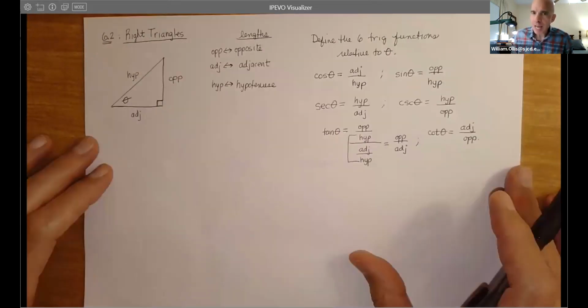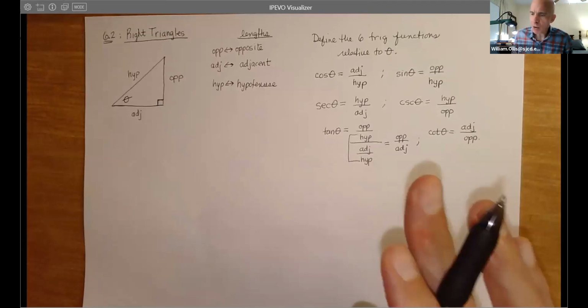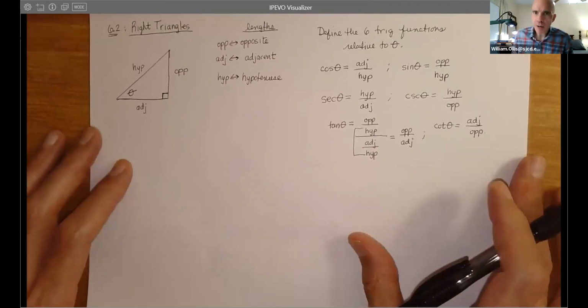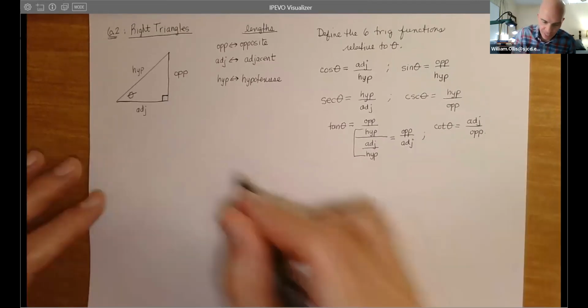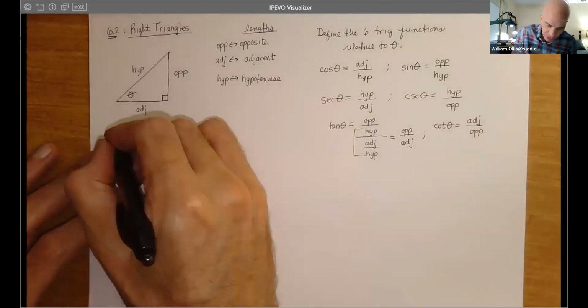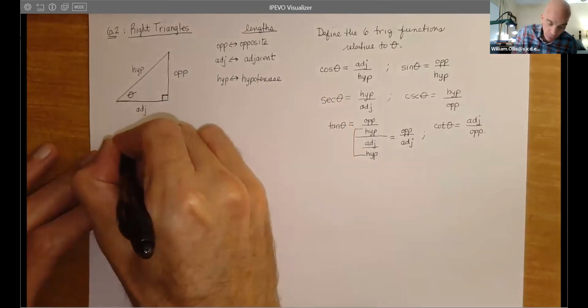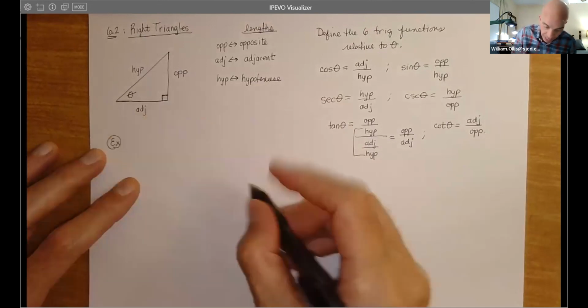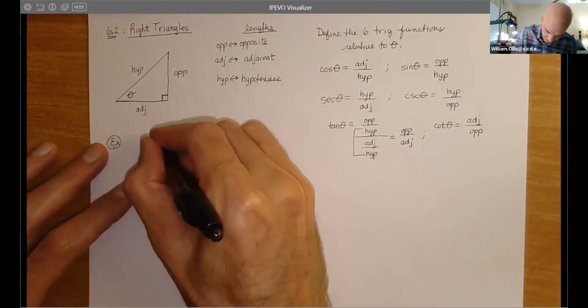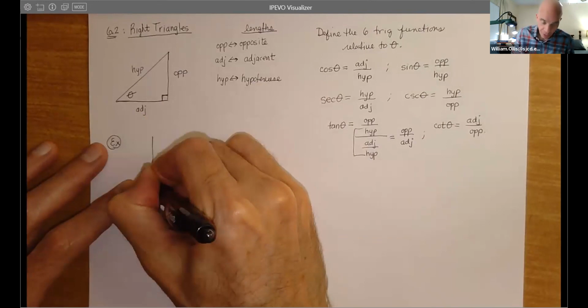Now, with an example of this, let's just see how we can compute the trig functions with a simple example, and then we're going to talk about some special triangles. So say we have an example where we have a right triangle. Let's go ahead and draw a right triangle.